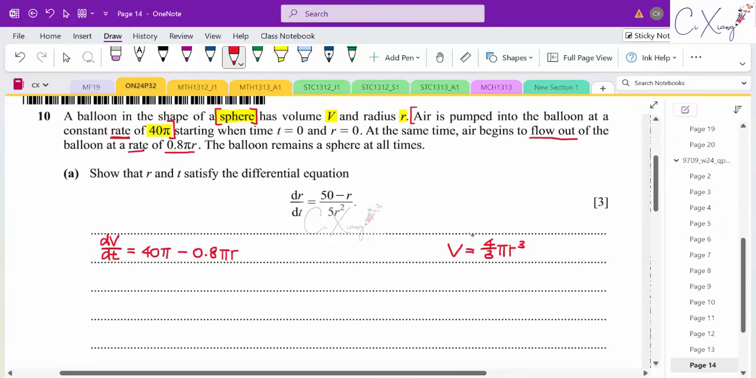Okay, so since we know that the volume of a sphere is this formula, how can we get the differentiation of V over r, dV over dr?